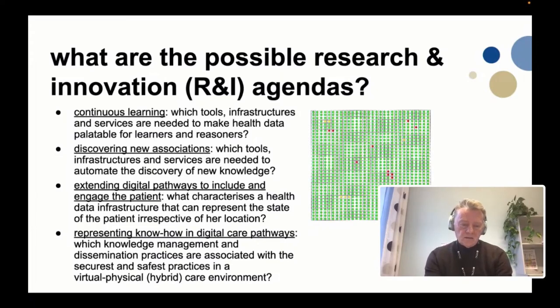On the topic of extending digital pathways to include and engage the patient. What characterizes a health data infrastructure that can represent the state of the patient irrespective of her location? And finally, representing know-how in digital care pathways. Which knowledge management and dissemination practices are associated with the securest and safest clinical practices in a virtual physical care environment? Thank you.